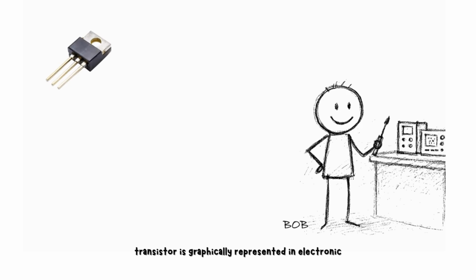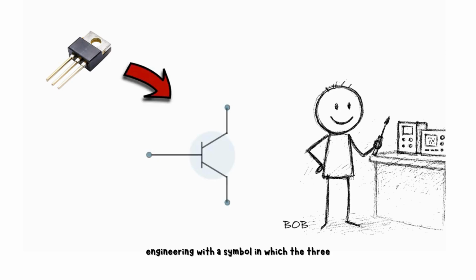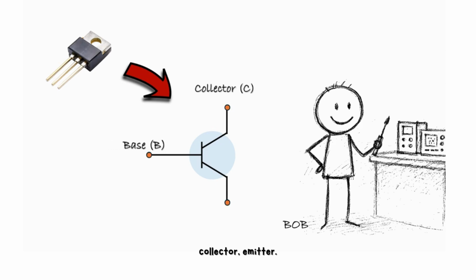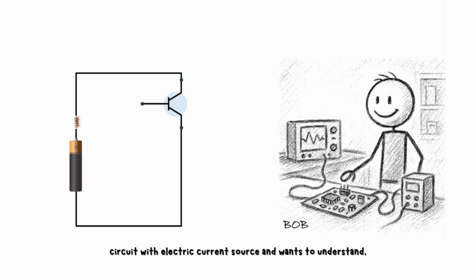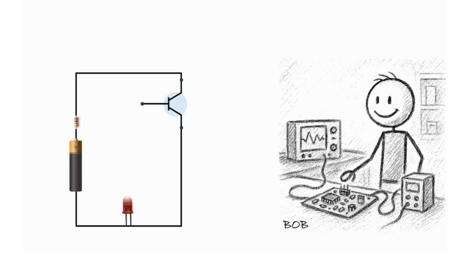A transistor is graphically represented in electronic engineering with a symbol in which the three characteristic terminals that distinguish it are clearly highlighted. The three terminals are called base, collector, emitter. Bob creates a simple circuit in which he inserts the transistor. Bob powers the circuit with an electric current source and wants to understand, thanks to the presence of an LED light, how the current flows and therefore how the transistor works.